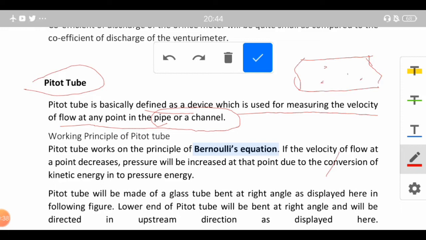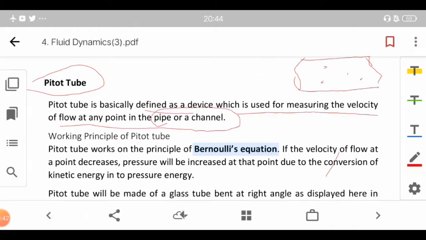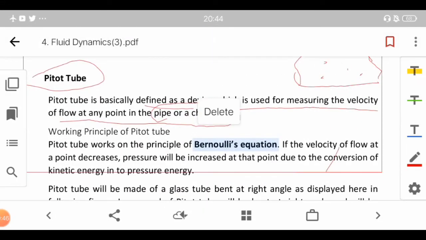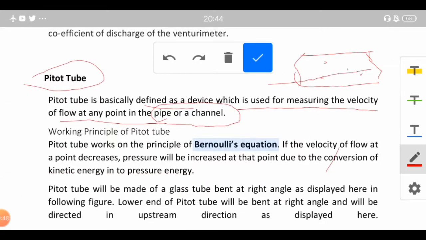Anywhere I can measure by just placing the pitot tube. Now previously in the orifice meter or the Venturi meter, we used to measure the flow as a whole in the pipe, but in the pitot tube we will be measuring the velocity of flow at any point in the pipe or a channel.